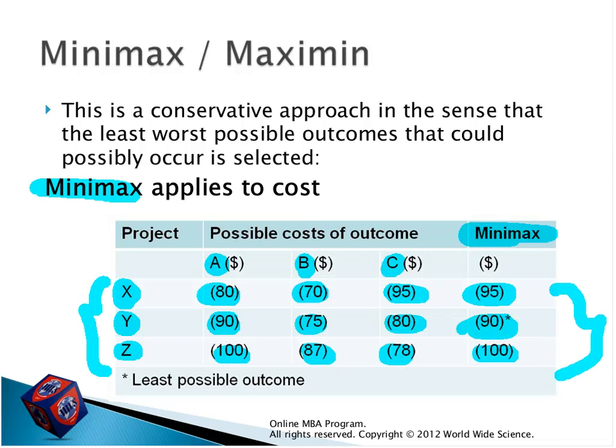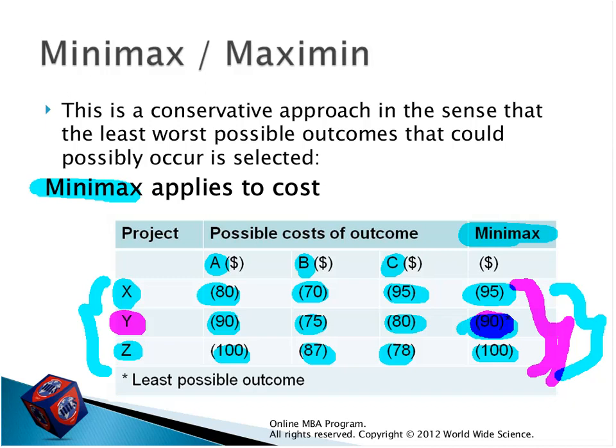Here it is, because it has the lowest cost between the projects. That's why it's called the Minimax. So we have to choose the minimum cost from the maximum variations. Minimum from maximum. That's Minimax.